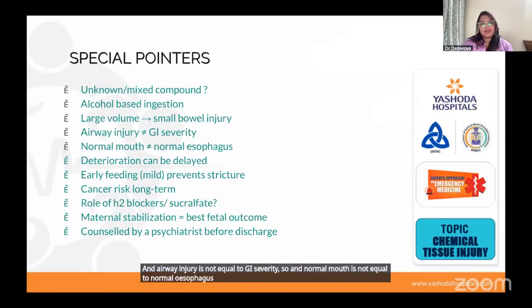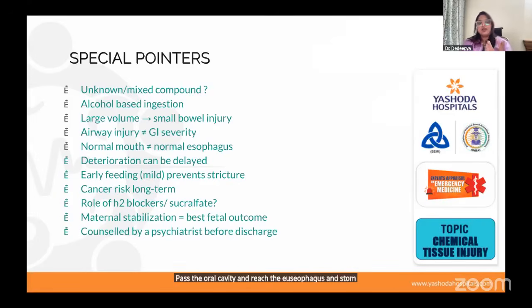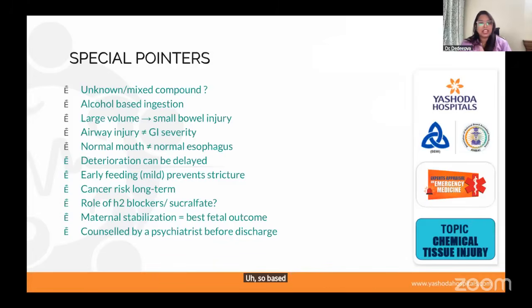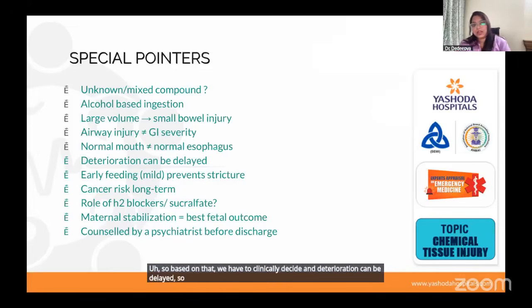So what happens is when there are two forms of corrosives, let's say liquid form and solid form. Liquid form passes quickly and they can pass the oral cavity and reach the esophagus and stomach. Oral forms like detergents or something which will get stuck in your oral cavity, causing excoriations or whitish membranes or ulcerations over your mouth and oral cavity. So based on that, we have to clinically decide. And deterioration can be delayed. So patient looks very stable initially, but eventually when you evaluate, the patient can dramatically deteriorate because we are not aware of what's happening inside.